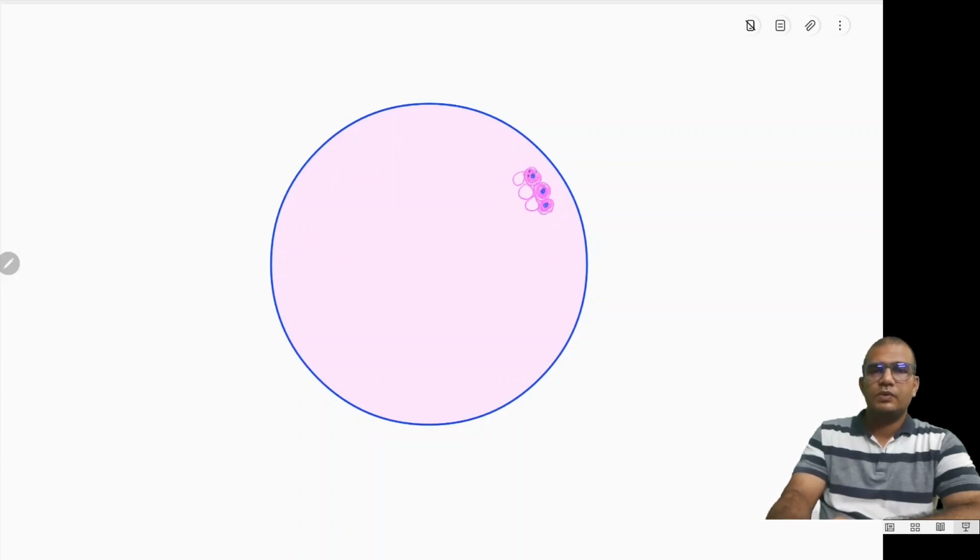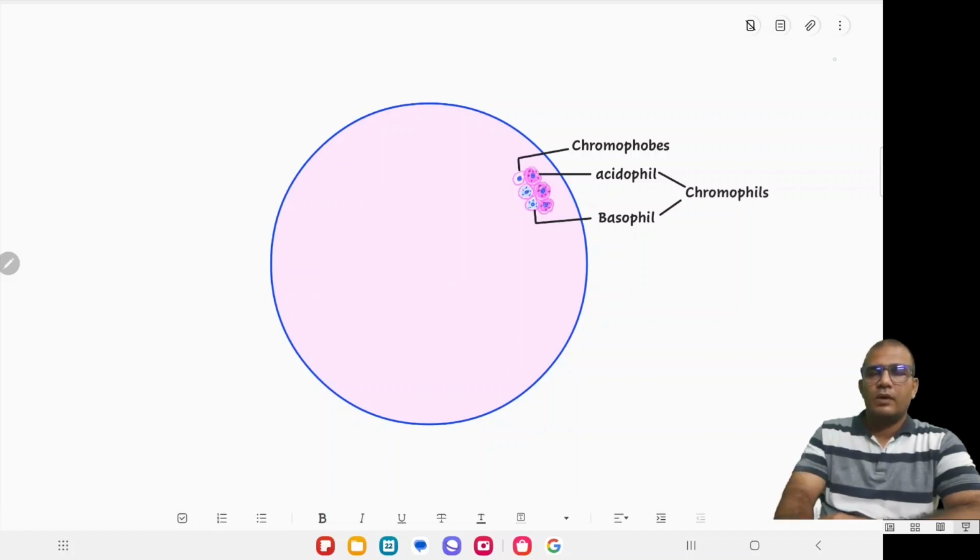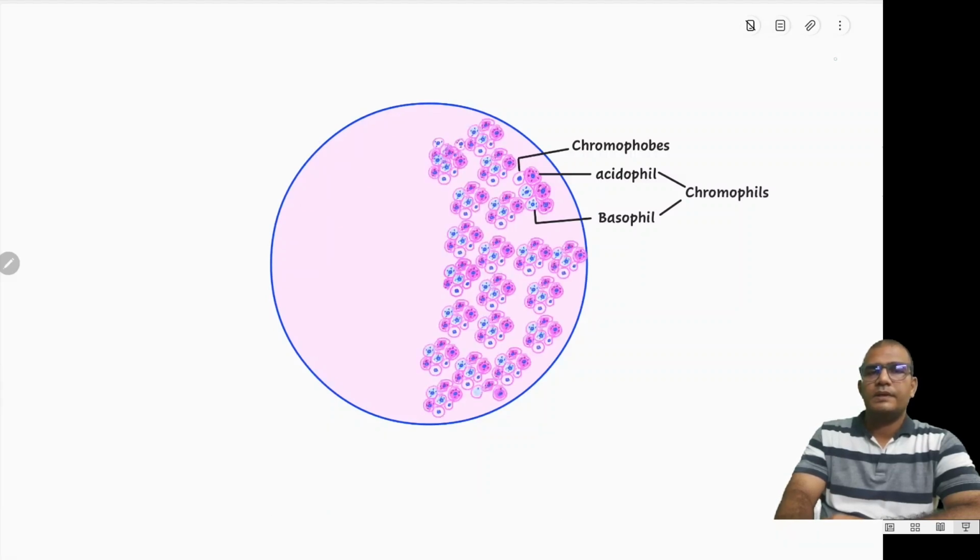So we have shown chromophils and chromophobes. You can see here pink colored acidophils, blue colored basophils, and without stain chromophobes. I have also drawn a few pigments in each of the acidophils and basophils. Complete the section by drawing multiple acidophils and basophils. You need not draw many, but you can show within a part of the slide.